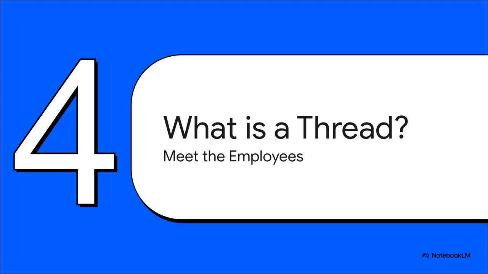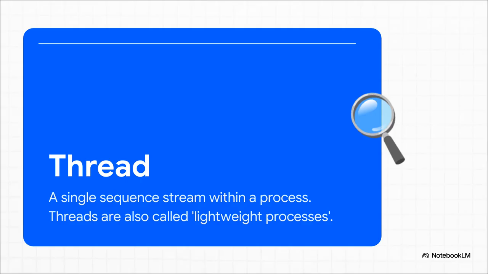Okay, a shiny new company building is great and all, but it can't do any work by itself, can it? You need employees. And that, my friends, brings us to our second key concept: threads. So the official, kind of nerdy definition is that a thread is a single sequence stream within a process. You'll also hear it called a lightweight process, and that's a good way to think about it, because it's basically the smallest possible chunk of instructions that the OS can actually manage.